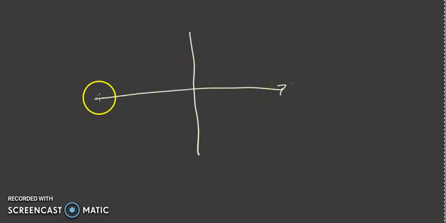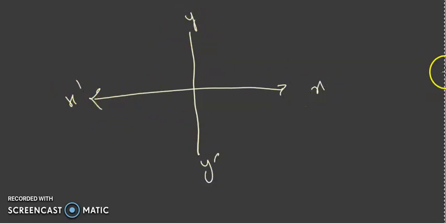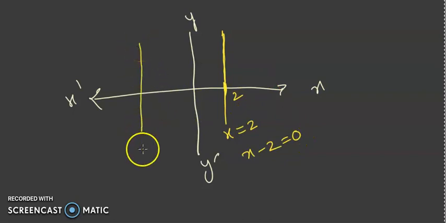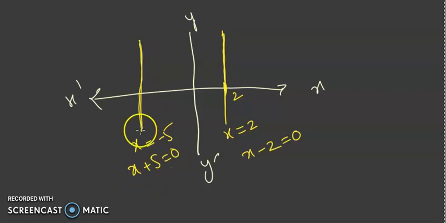For example, let's see, this is my crazy x-axis and y-axis. This is y dash, x dash, x. So if we have a line like this, it will cut the x-axis somewhere. Let's say this is 2. So the equation of this line is going to be x equal to 2, or x minus 2 equal to 0. Or maybe we can have a vertical line over here. So here x has some value. Let's say x is minus 5. So x plus 5 equal to 0 will be the equation of this vertical line.